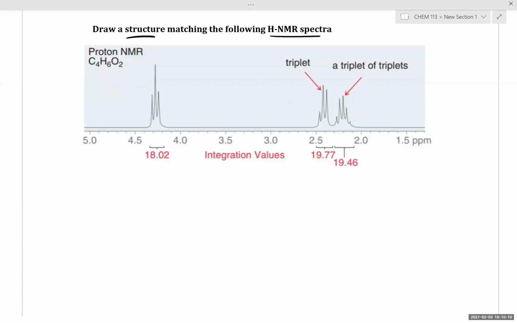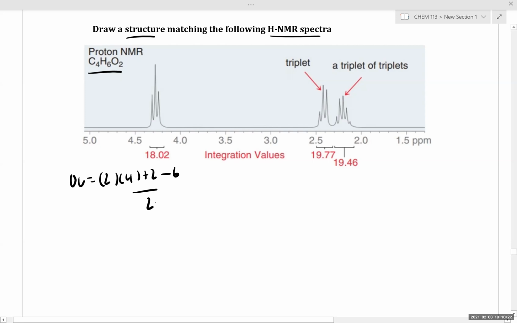So we're looking at this NMR spectra and we're given the formula. To give us a hint, if we calculate the DU, we have 2 times 4 plus 2 minus 6 over 2. That gives us a DU value of 2. Okay, so that tells us we can have 2 double bonds and/or rings.